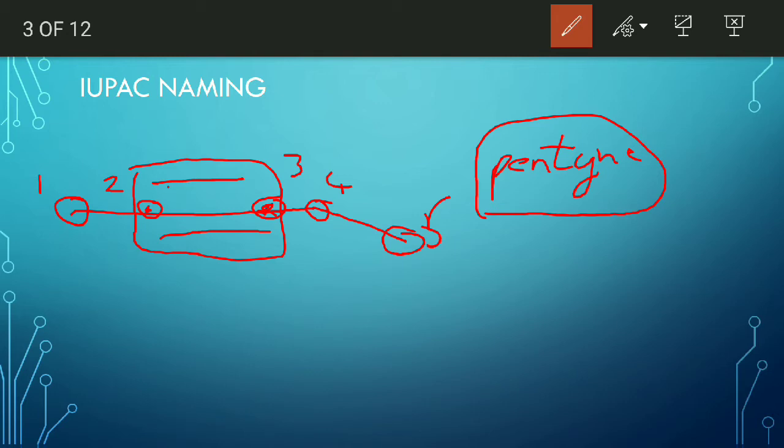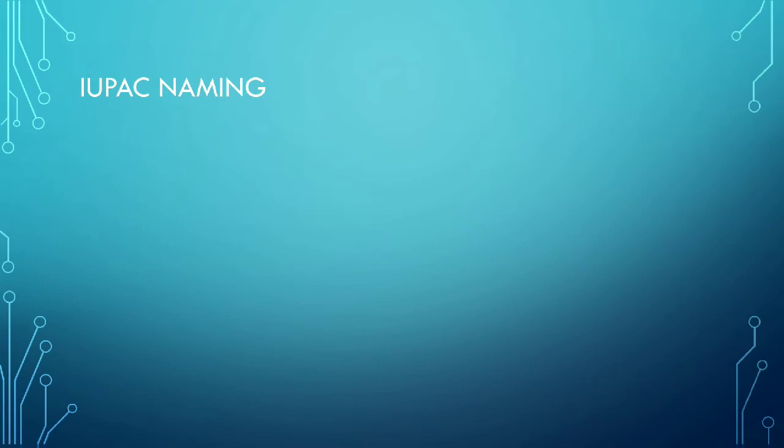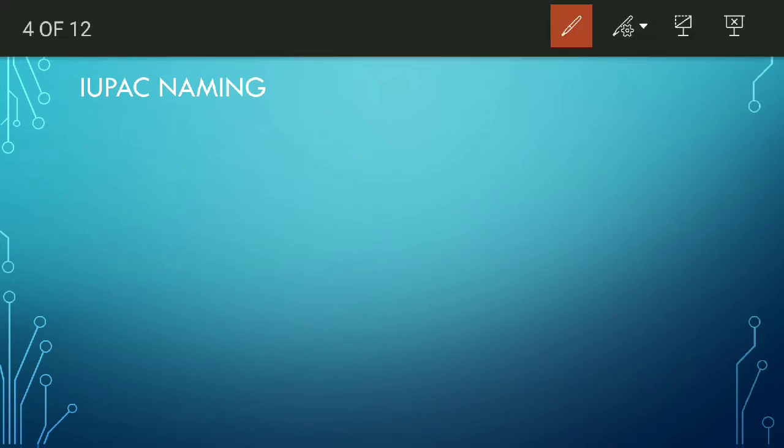So we will now discuss naming of compounds having both alkyne and alkene. It will contain both a double bond and a triple bond. If there is only a double bond we can do it, if there is only a triple bond that also we can do. Now we'll do a combination of both. Now if I have this compound, so I have a double bond here. Now tell me the IUPAC name of this compound.